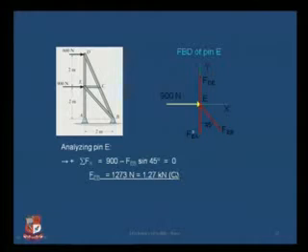Again, why do I say compression? Because whatever I have assumed, I have got a positive answer, so my assumed direction is correct.